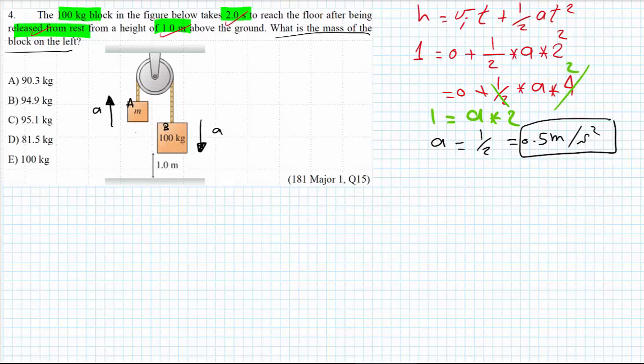To find the mass of the block on the left, you need to apply Newton's second law. Sum of the forces on the two objects equals the mass of the two objects times the acceleration of the system. Here, to determine the forces, you need to draw a free body diagram or force diagram. We have the weight of the first one, which is 100 times 9.8, gives you 980 Newton. You have also the weight of the second one, which is mass times 9.8.